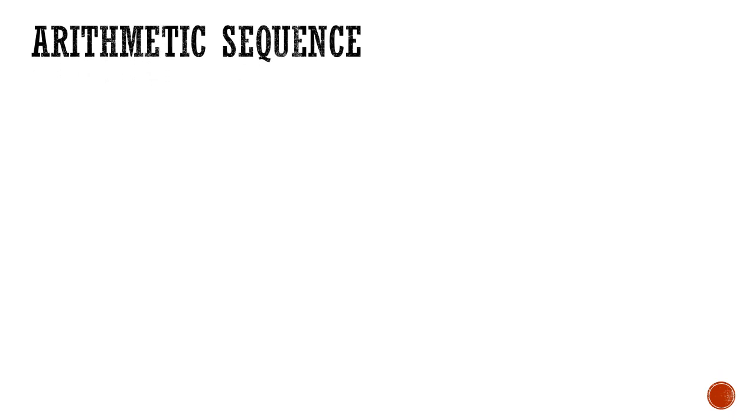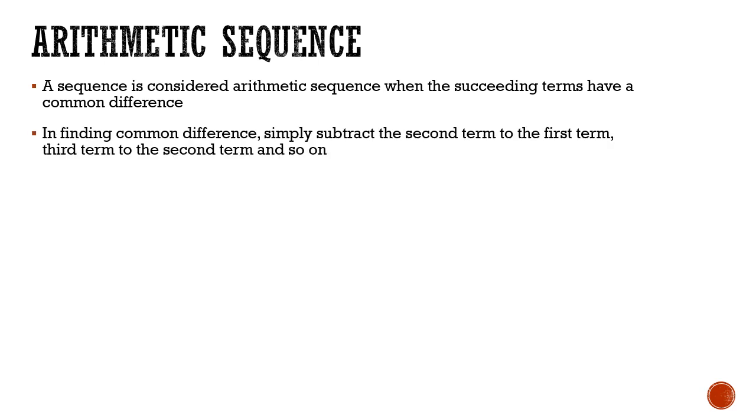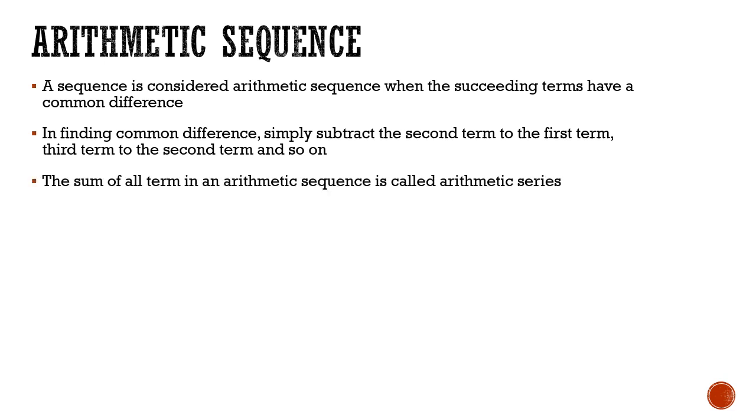So, let's move to the different types of sequence. So, yung first natin is the arithmetic sequence. So, what is an arithmetic sequence? A sequence is considered arithmetic sequence when the succeeding terms have common difference. In finding common difference, simply subtract the second term to the first term, third term to the second term, and so on. So, the sum of all terms in arithmetic sequence is called arithmetic series.